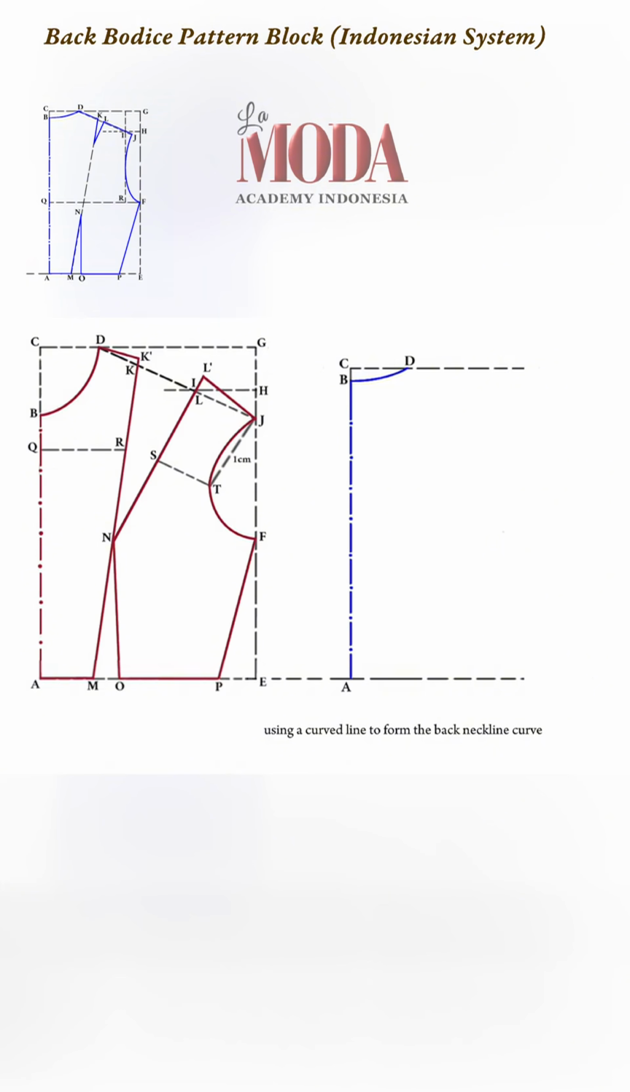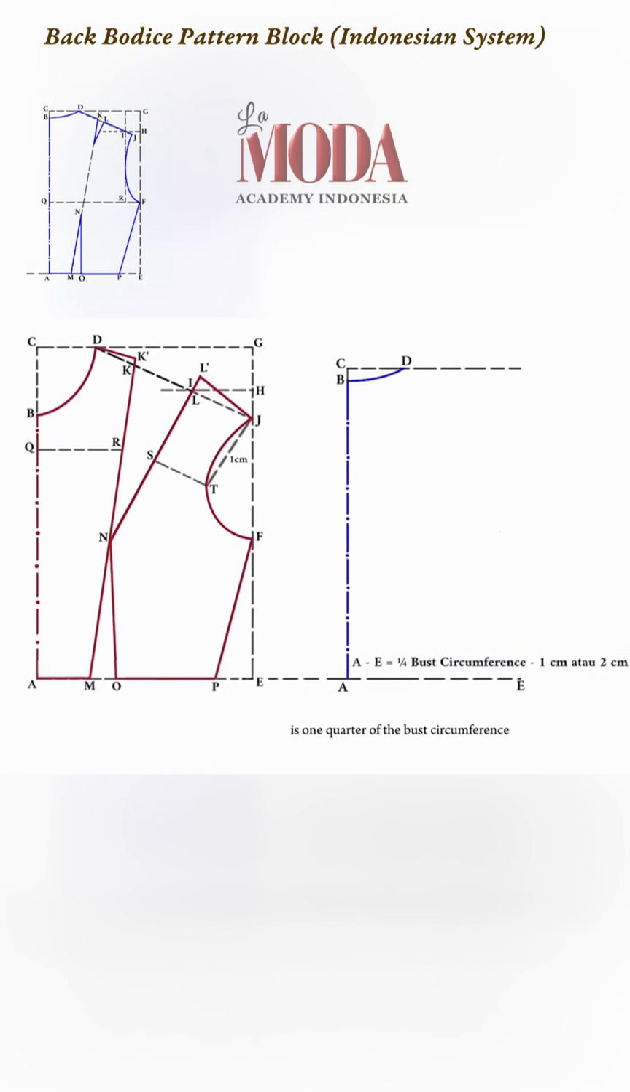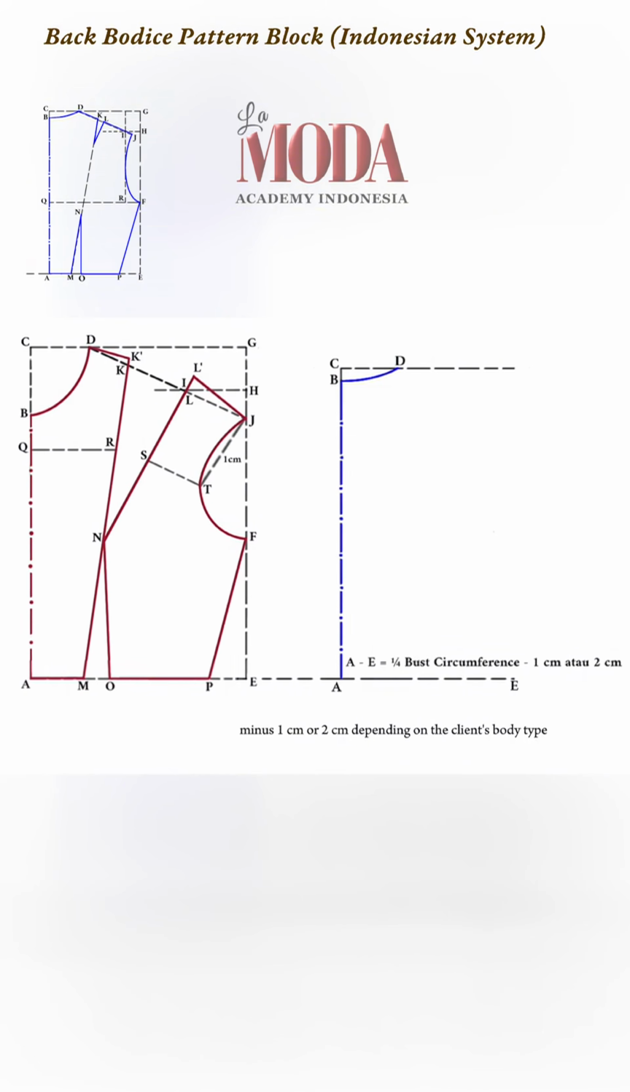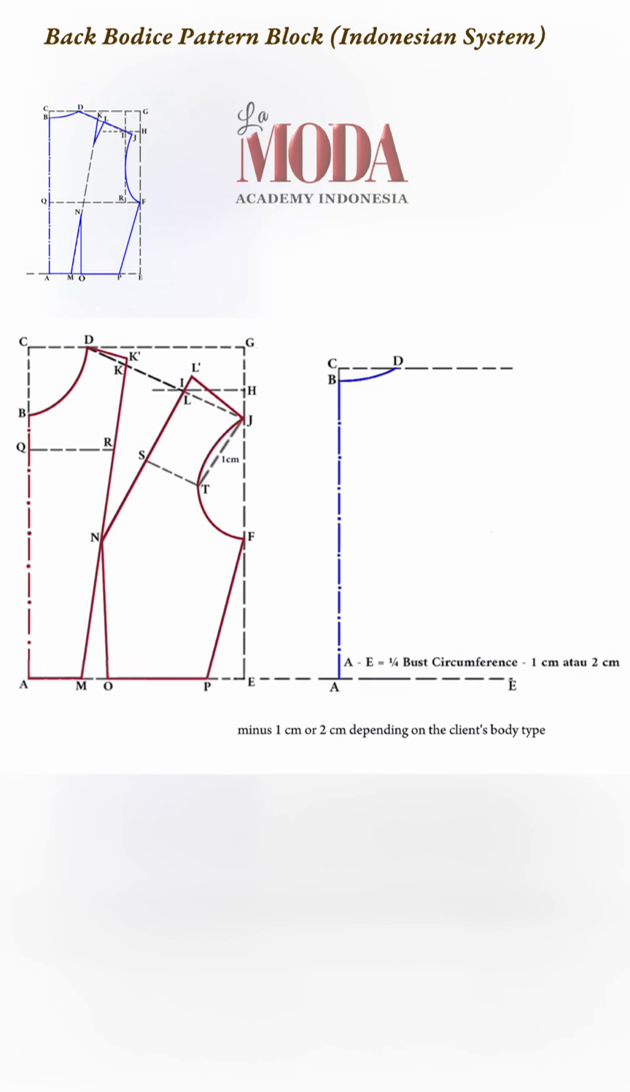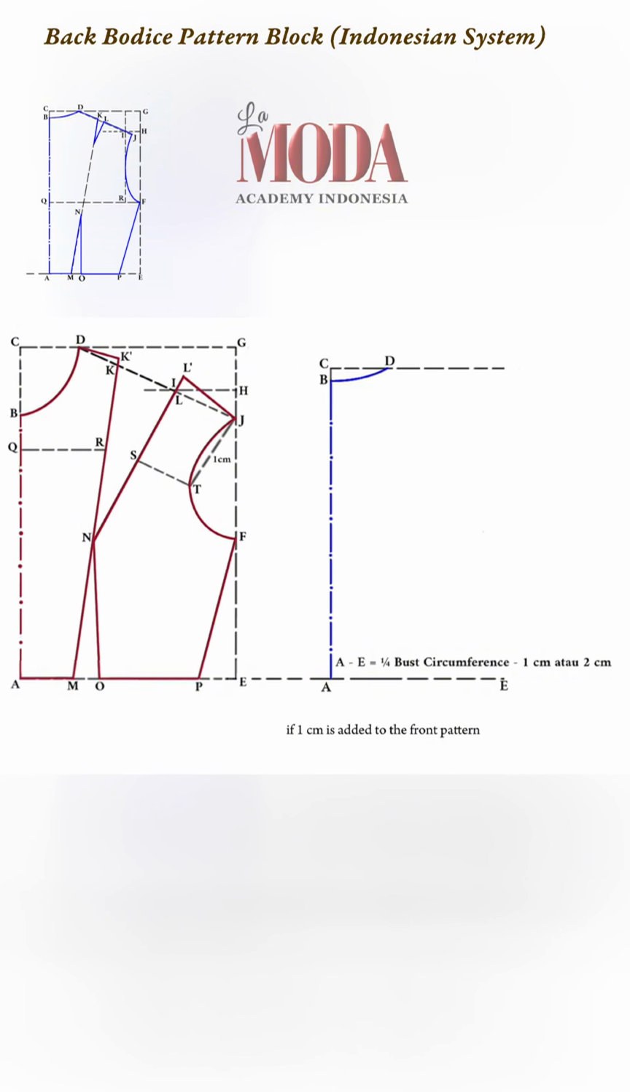Next, we focus on the waist area, specifically at point A. From point A, we determine the position of point E. According to the formula, the distance from point A to point E is 1/4 of the bust circumference, minus 1 centimeter or 2 centimeters, depending on the client's body type. The reduction value must be equal to the amount added to the front pattern. If 1 centimeter is added to the front pattern, then 1 centimeter must be subtracted from the A to E distance on the back pattern. This is done to maintain proportional balance between the front and back patterns.